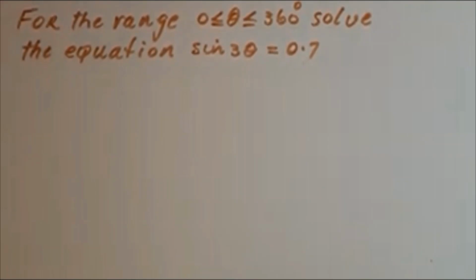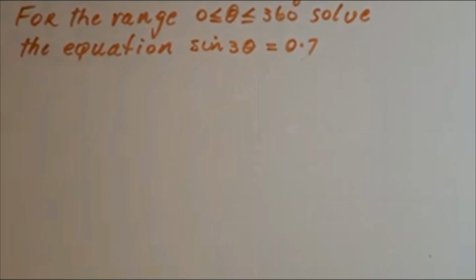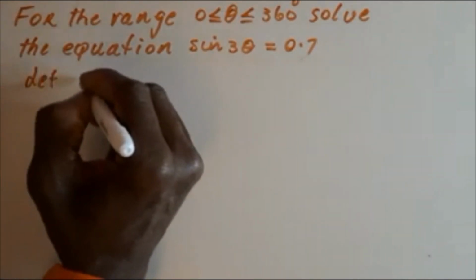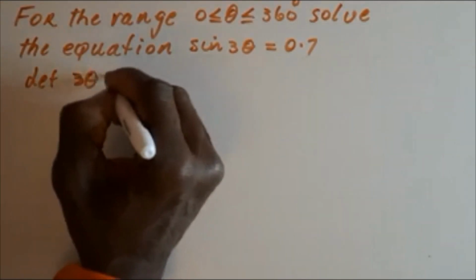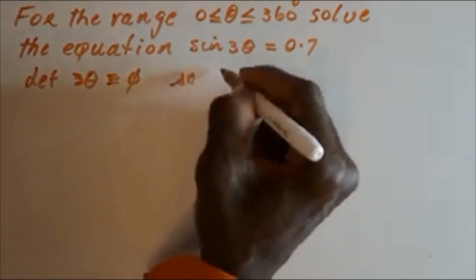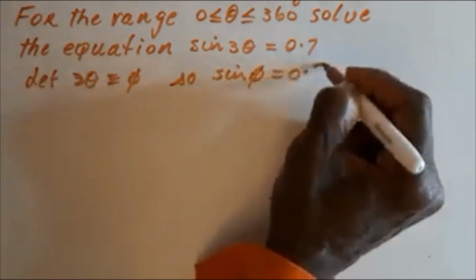For the range 0 to 360 degrees, solve the equation sine 3 theta equal to 0.7. Again, we start with letting 3 theta be identical to phi, so that we can write sine phi is equal to 0.7.